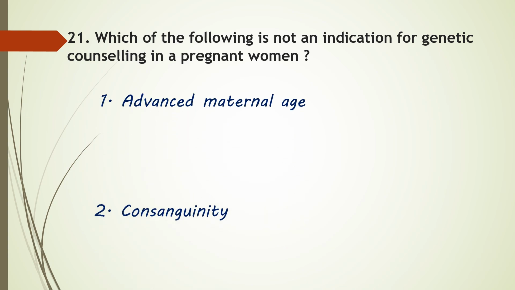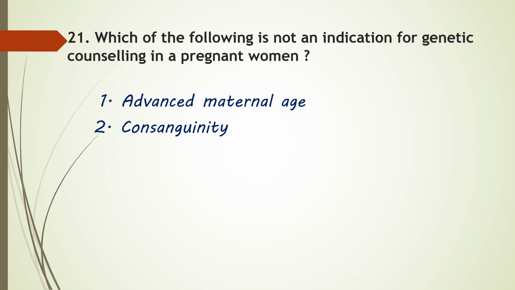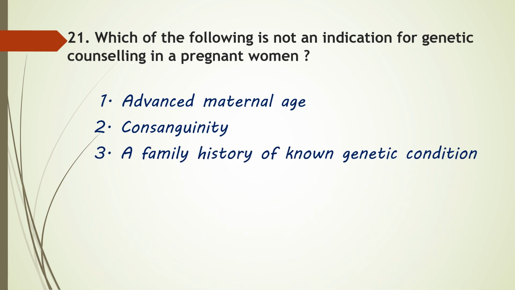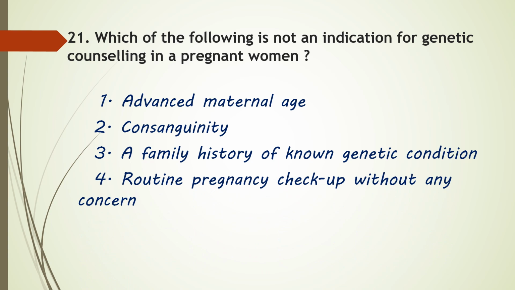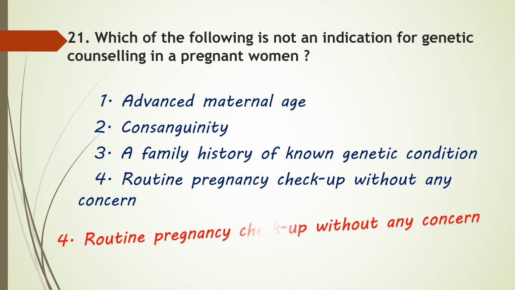Next question. Which of the following is not an indication for genetic counseling in a pregnant woman? Options are advanced maternal age, option 2 consanguinity, option 3 a family history of known genetic condition, or option 4 routine pregnancy checkup without any concern. Yes, the right answer is option 4 routine pregnancy checkup without any concern. No need of doing genetic counseling for that pregnant woman.